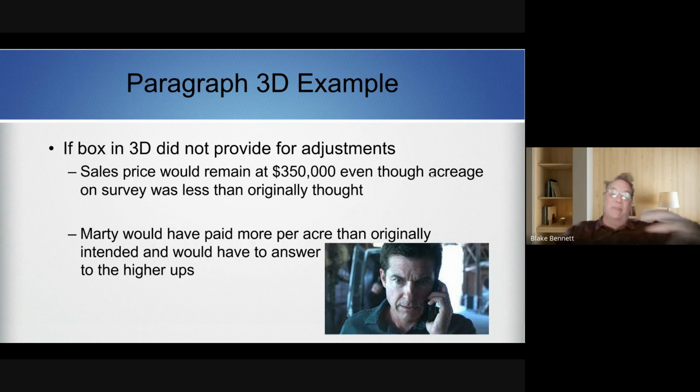Now, yes, you can come up with some objections if you get the new survey. But again, if the seller says, no, I'm not going to bring the price down, who's paying for the survey? Seller probably doesn't want to. If buyer does and seller backs out because of the objections, well, then buyers just paid for a survey that they don't even get the benefit of.